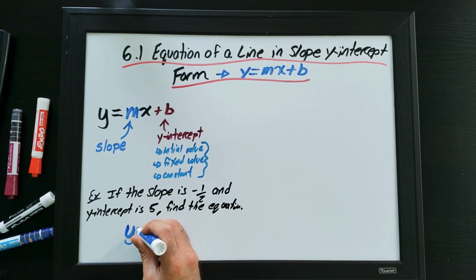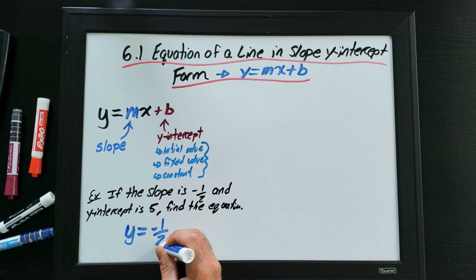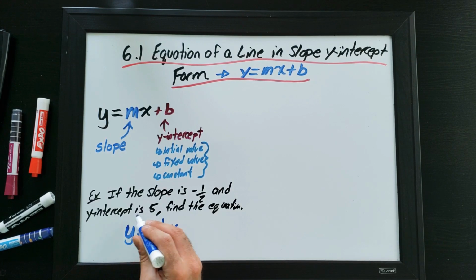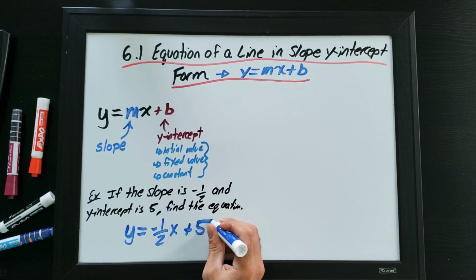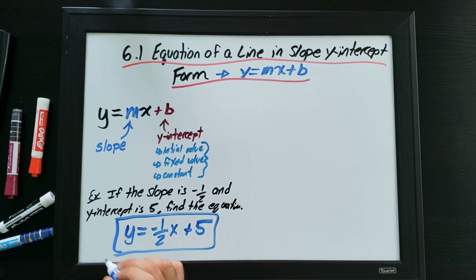Okay, so we know the slope is -1/2. So y equals -1/2x, and the y-intercept is 5, plus 5. Done. This is the equation of the line. We know our slope, we know our y-intercept, finished. Okay, let's go on to another question that's a little more difficult.